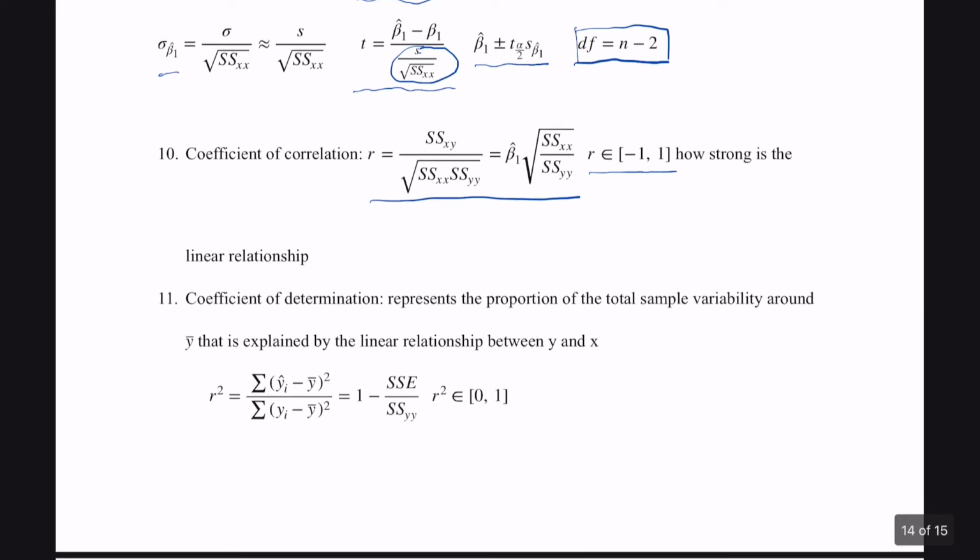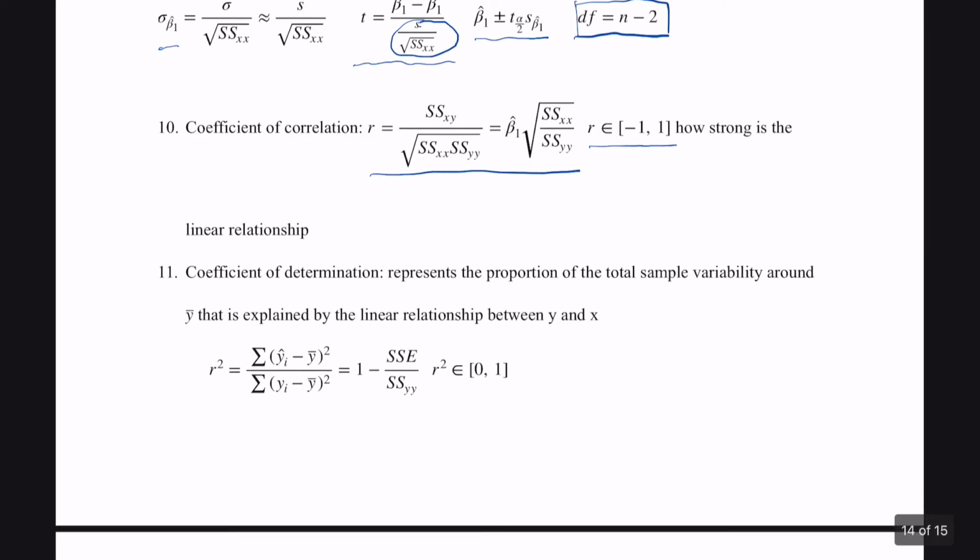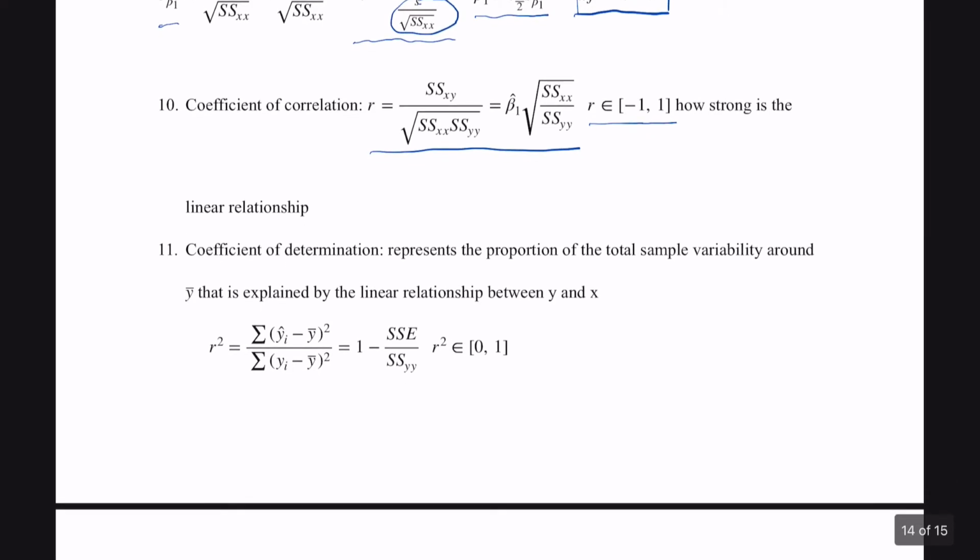Next one, we have the coefficient of determination. The coefficient of determination represents the proportion of total sample variation around the x bar that is explained by the linear relationship. So using the formula, you calculate how much of the sample you can explain, right? The coefficient of determination is basically equal to the square of r. This is how you calculate it.